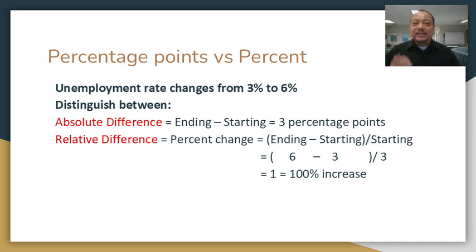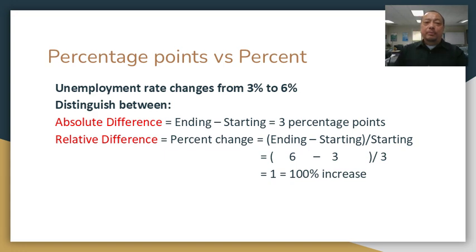When the quantity itself is a percent, we need to make clear which change we're talking about. When we just subtract, that's the absolute difference, and we must use the words percentage points. If we just say percent, it's supposed to be the relative difference or percent change.